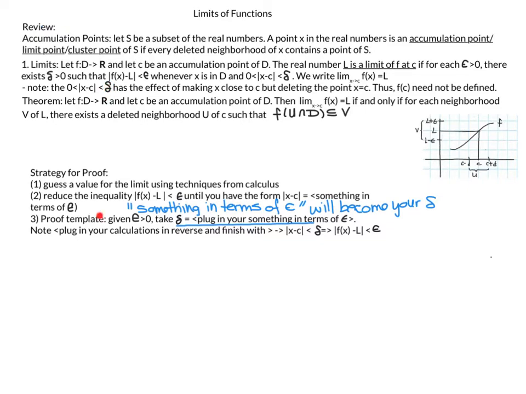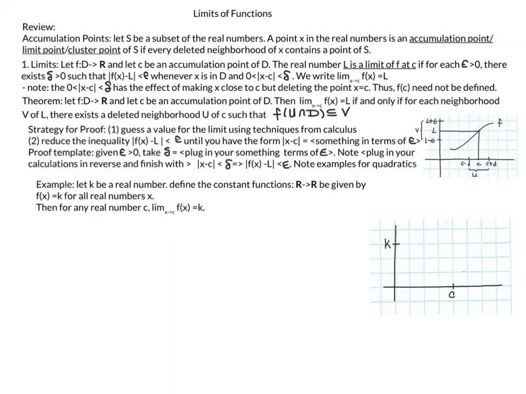So our proof template is going to be: given epsilon greater than 0, take delta equal to the something in terms of epsilon. Then we say "note," which is actually part of the proof template, and plug in your calculations in reverse, the calculations you did in step 2. You finish with: therefore, |x minus c| less than delta implies that |f(x) minus L| is less than epsilon, and that's exactly the definition of the limit. One last note: it is worth your time to look at this strategy and see how you're satisfying the definition of limit.